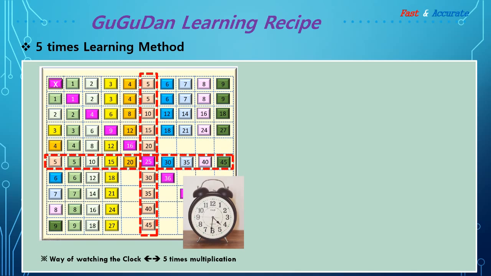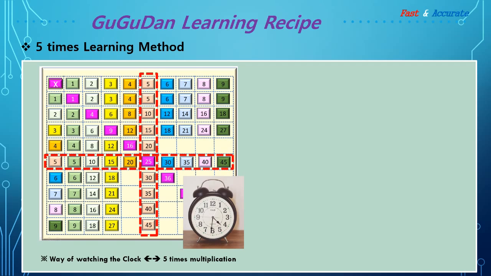If the minute hand is at 2, it's 10 minutes. If it's at 3, it's 15 minutes. If it's at 4, it's 20 minutes, and so on. So if it's at 9, it's 45 minutes. In this way, it will not be too difficult to learn the multiplication values of 5 times in the 5 times learning method at all.